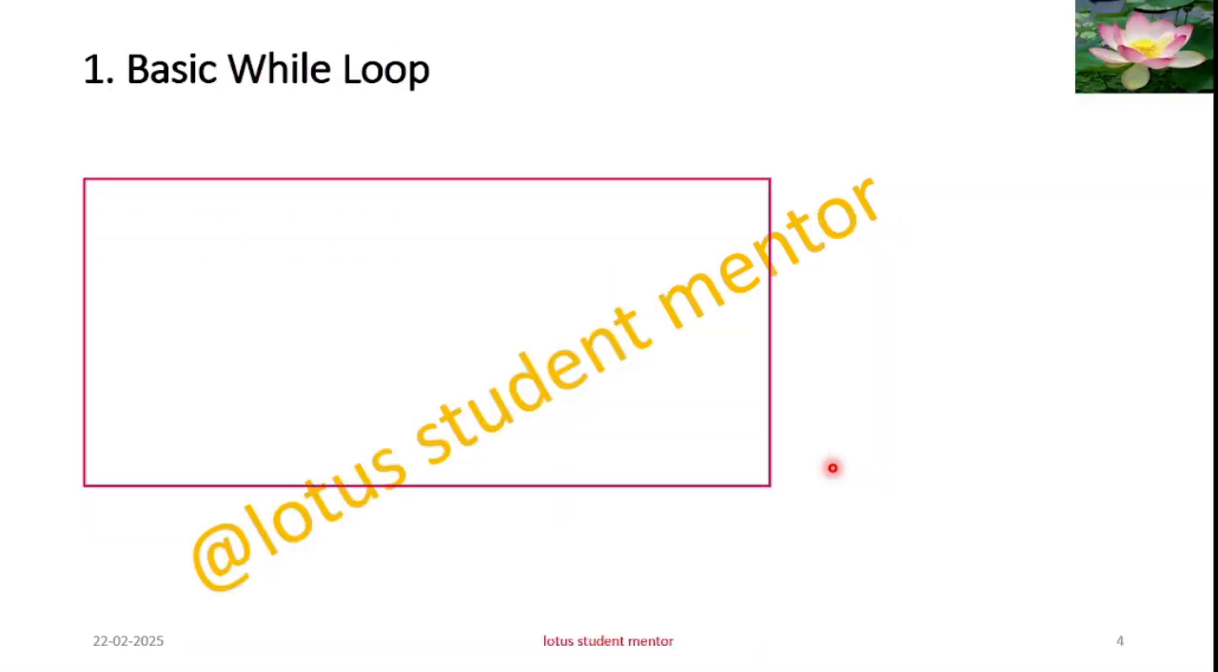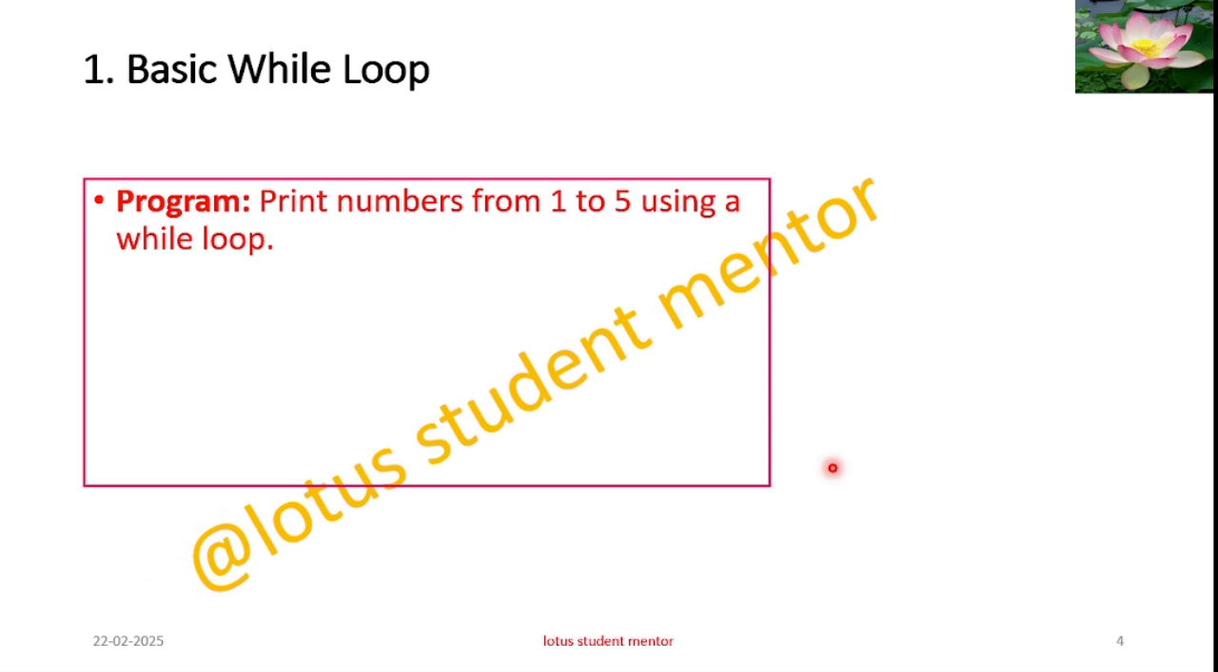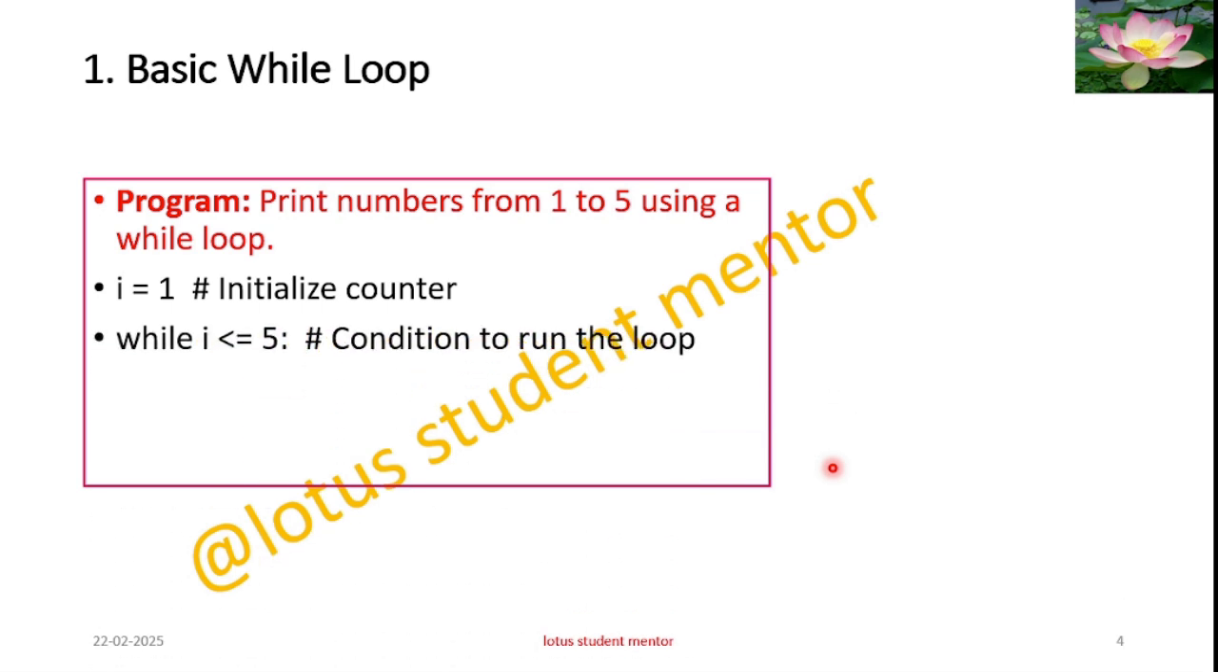Now one more basic while loop example: print numbers from 1 to 5 using a while loop. Here i equal to 1 initializes the counter. While i is less than or equal to 5 is the condition, where iteration checking takes place. Then printing takes place, whatever i is, i equal to 1, i equal to 2, like that. Then we increment the counter: i equal to i plus 1, or i plus equal to 1. Now what will be the output? 1, 2, 3, 4, 5, but not 6, because of the equal to condition.